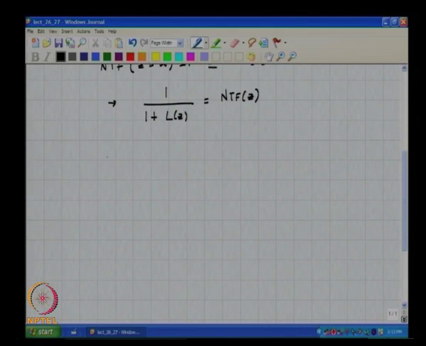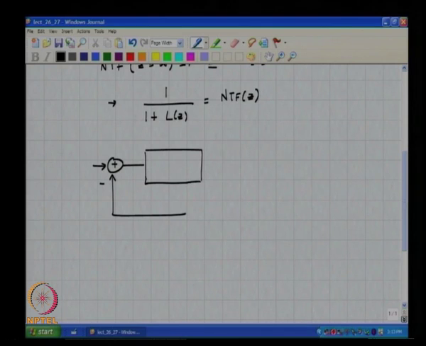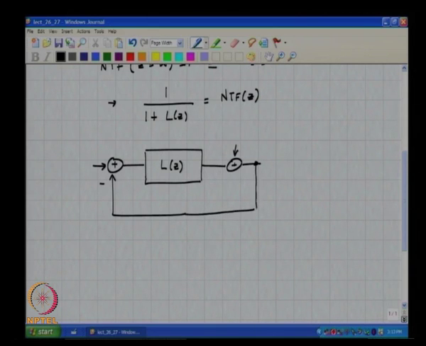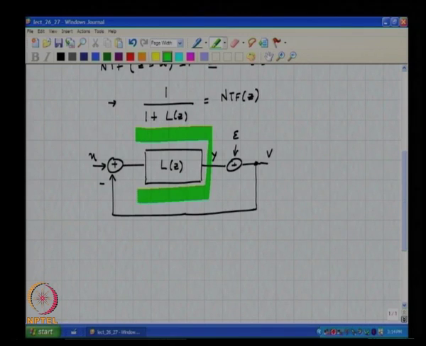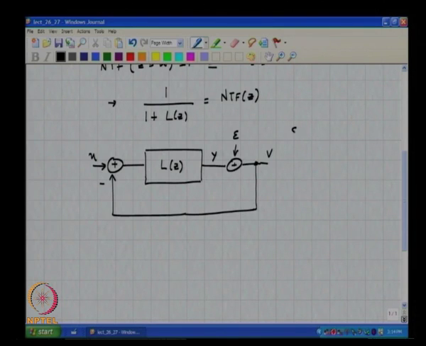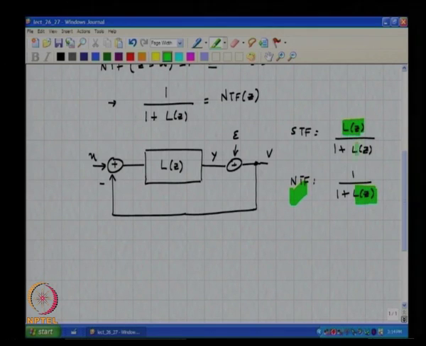And so far, for simplicity's sake, we have considered only loop filters of this form. Again, this is V, this is Y, this is U, and the input signal as well as the quantization noise passes through the same transfer function, in which case, as you can see, the STF is L of z by 1 plus L of z. And the NTF is 1 by 1 plus L of z. So, once you choose the NTF, L of z is frozen, which means that the STF is frozen.